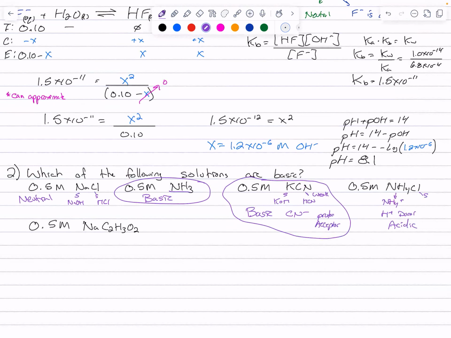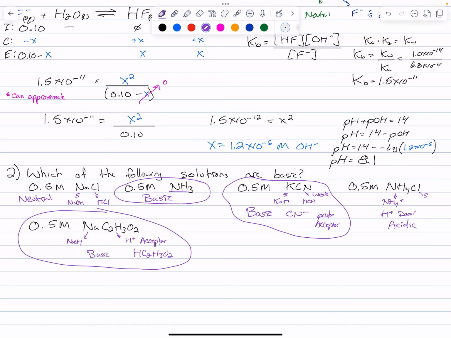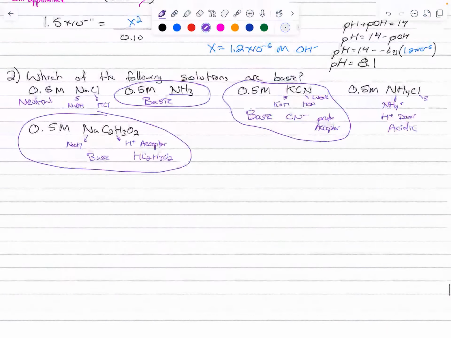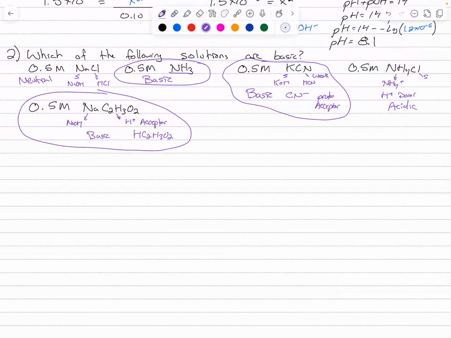Sodium acetate. Sodium, that's NaOH, it's strong. Acetate is a proton acceptor, right? Because you can make HC2H3O2. It's a weak acid. So this one also would be basic because acetate can accept a proton. All right, so that's that.